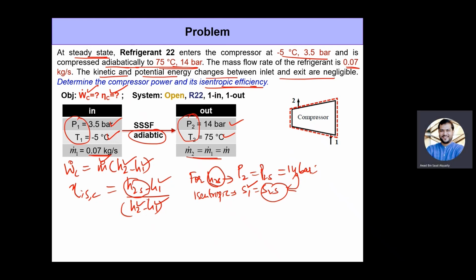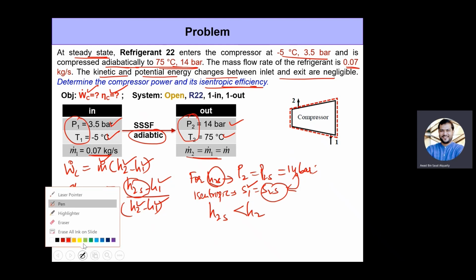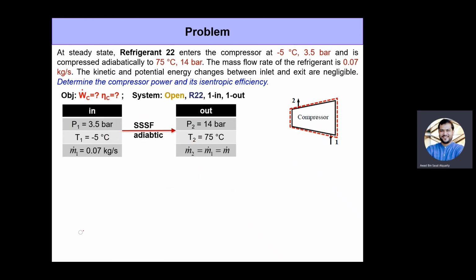Now it's really important to remember that H2S, the enthalpy for the isentropic state, is always going to be smaller than the enthalpy for an actual compression, right? For an irreversible process. So this is one very useful hint that can help you in calculations, and help you do a quick sanity check whether what you're doing is correct or not.